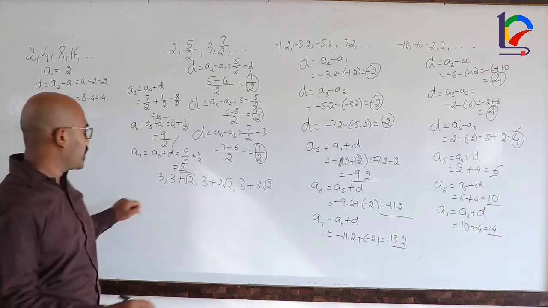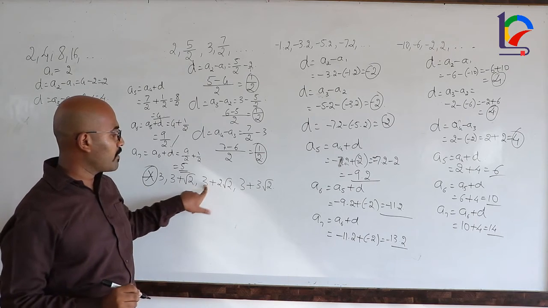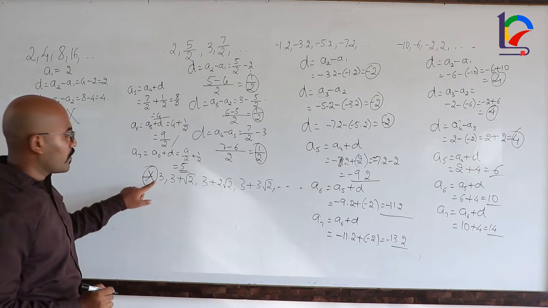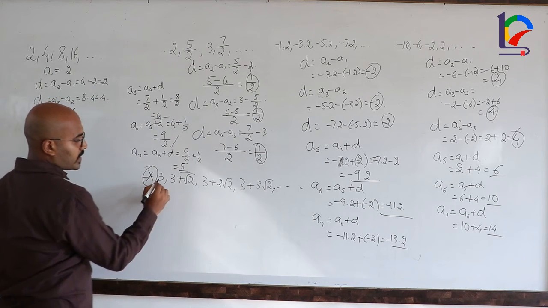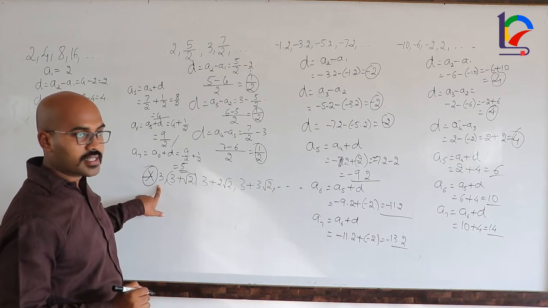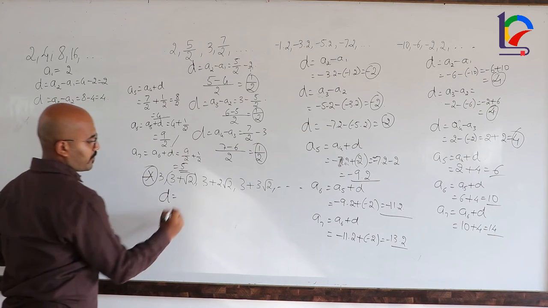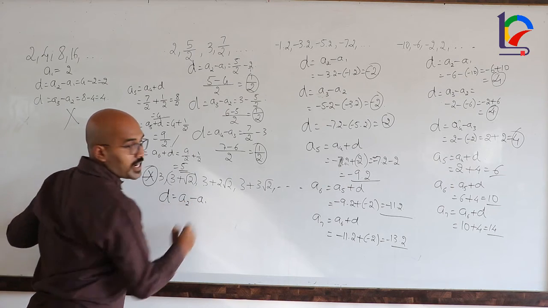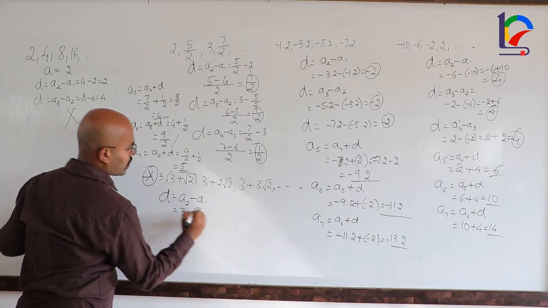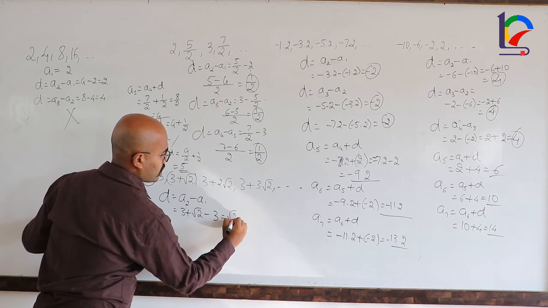So next here. So this is important. So it is 3 plus root 2, 3 plus 2 root 2, 3 plus 3 root 2 and so on. So what is A here? A is 3, sorry, the first term A1 is 3, A2 is 3 plus root 2. What is D? A2 minus A1. What is A2? 3 plus root 2. What is A1? It's 3. So the answer is root 2.